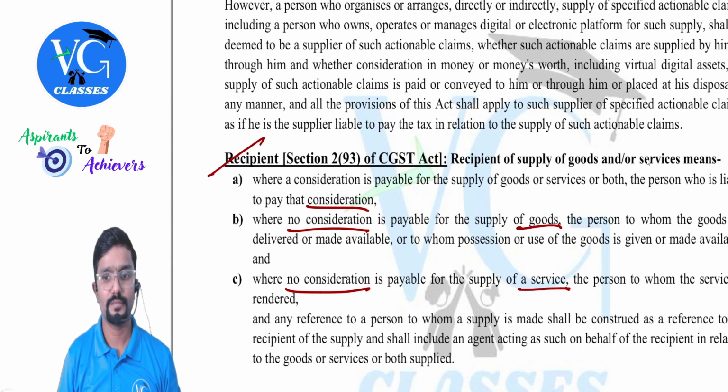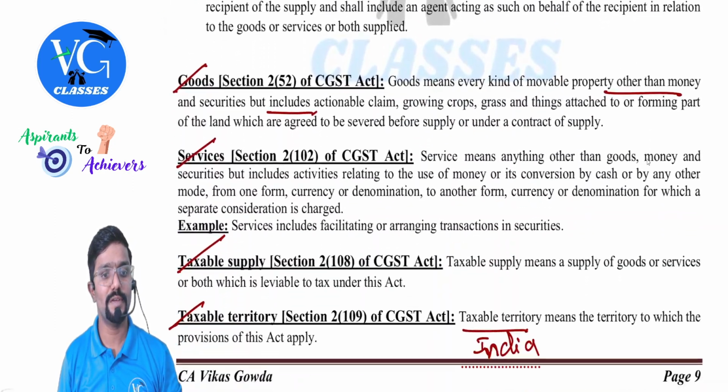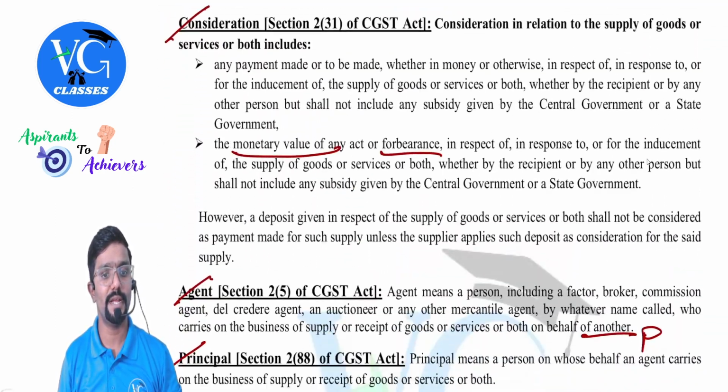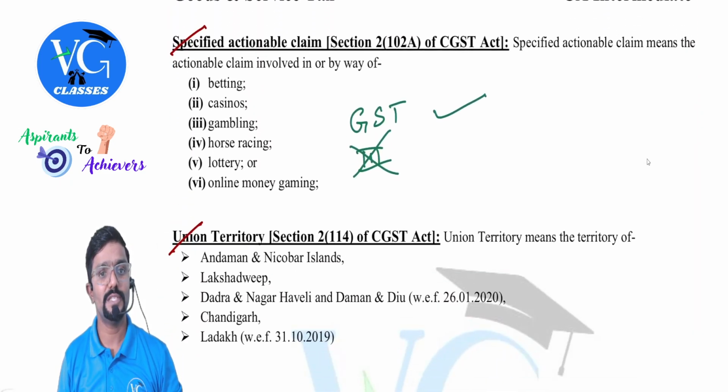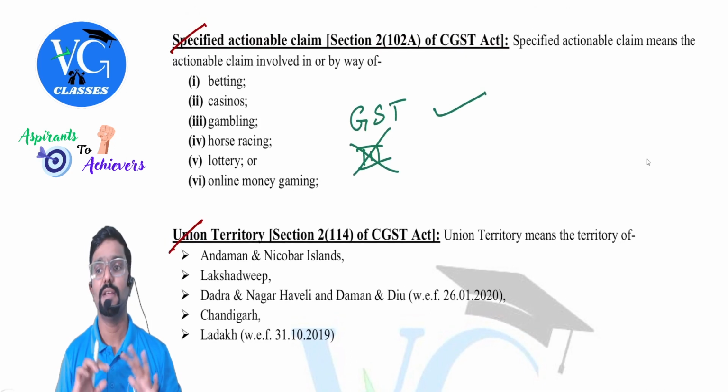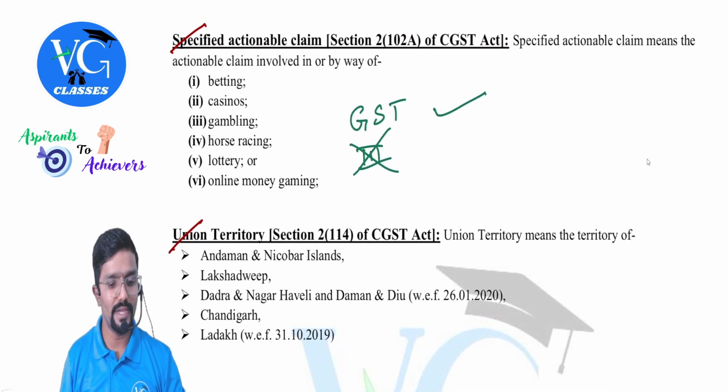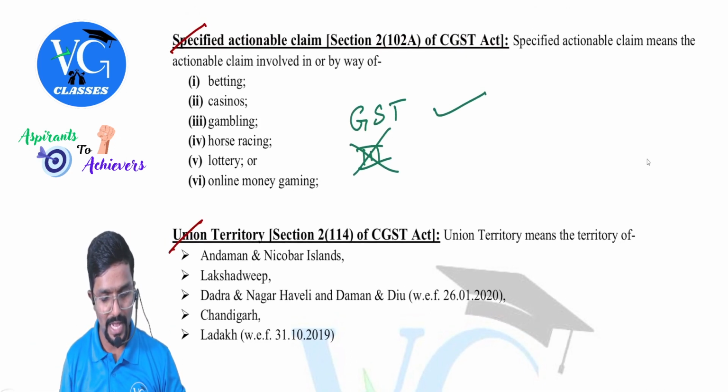Rest all covered up. Check it. Goods, service, taxable supply, taxable territory, consideration, agent, principal, business, family, specified actionable claim, union territory. Everything covered. Everything covered. Now come to the last part.